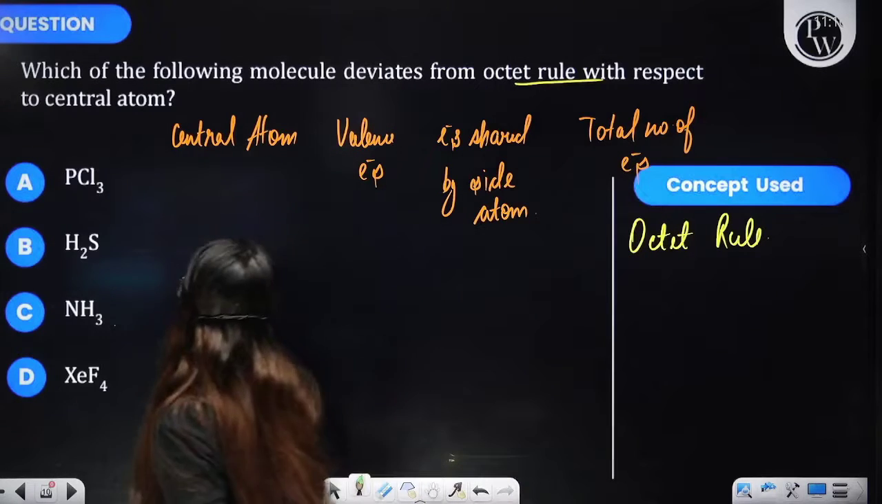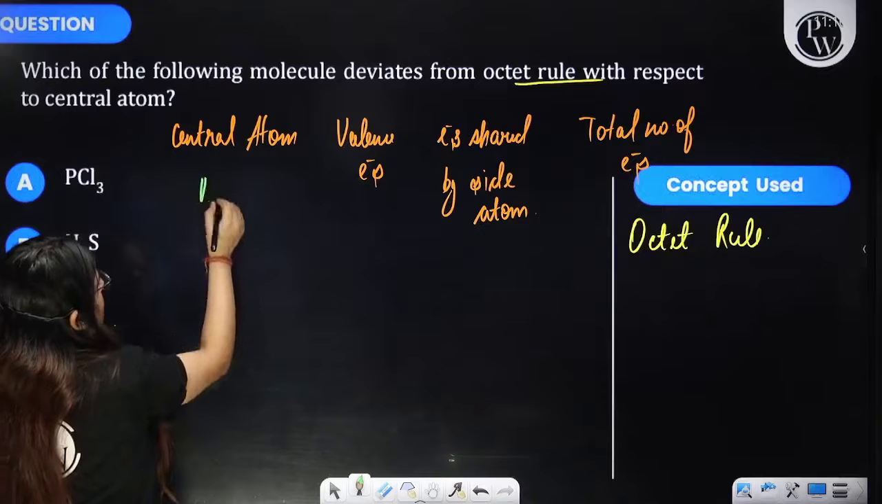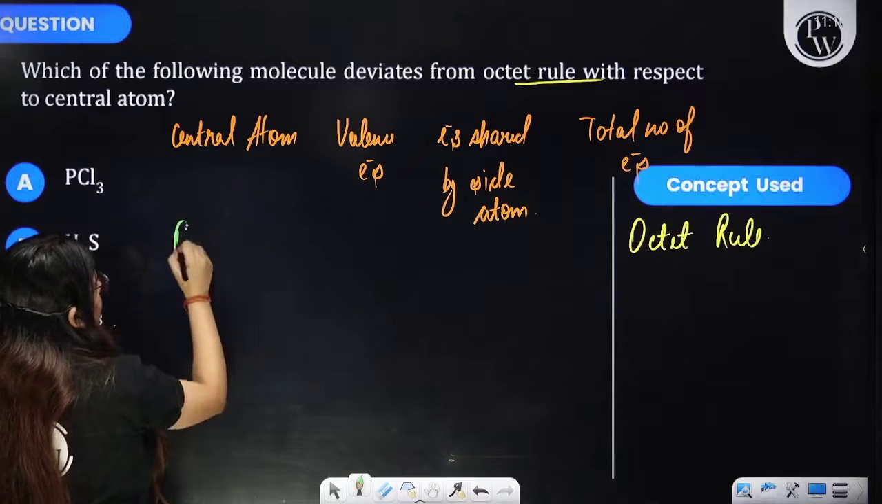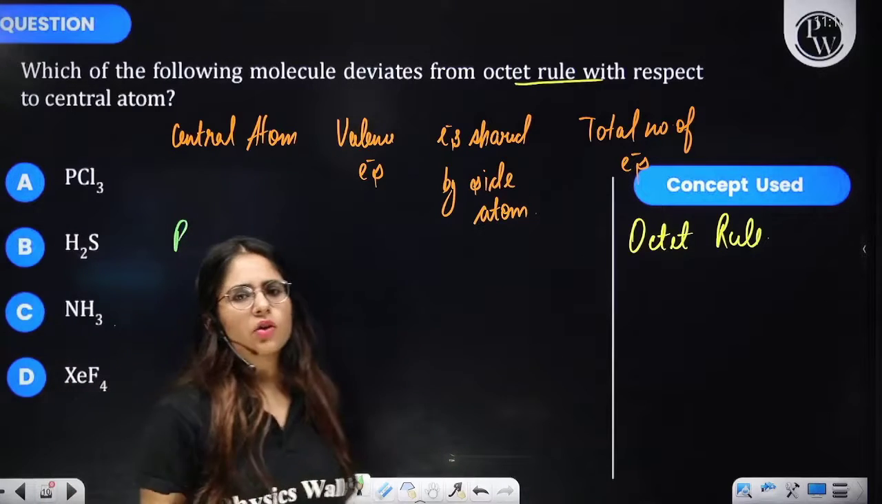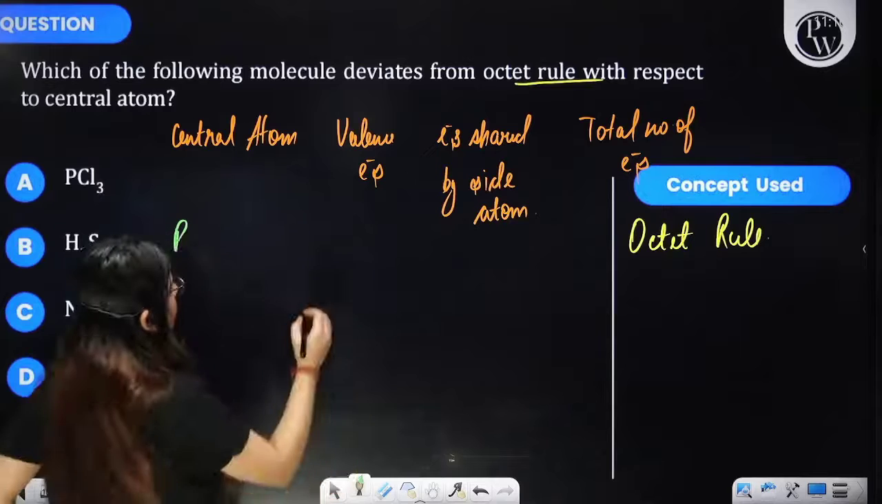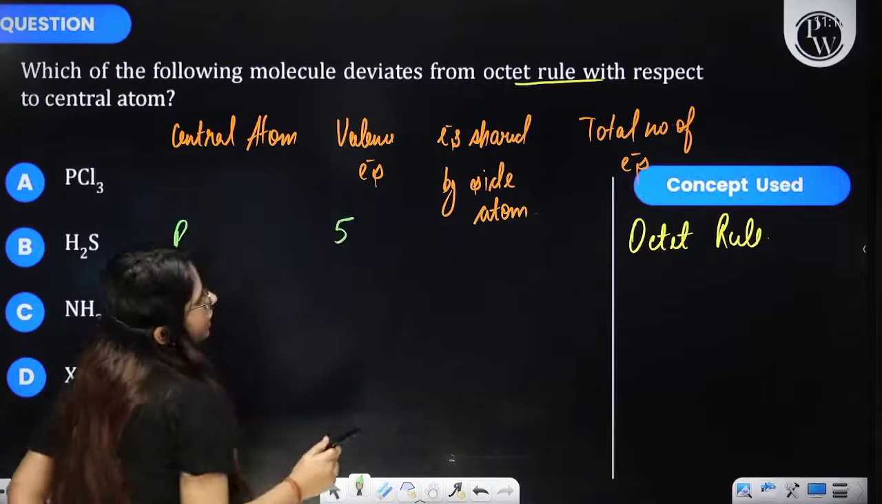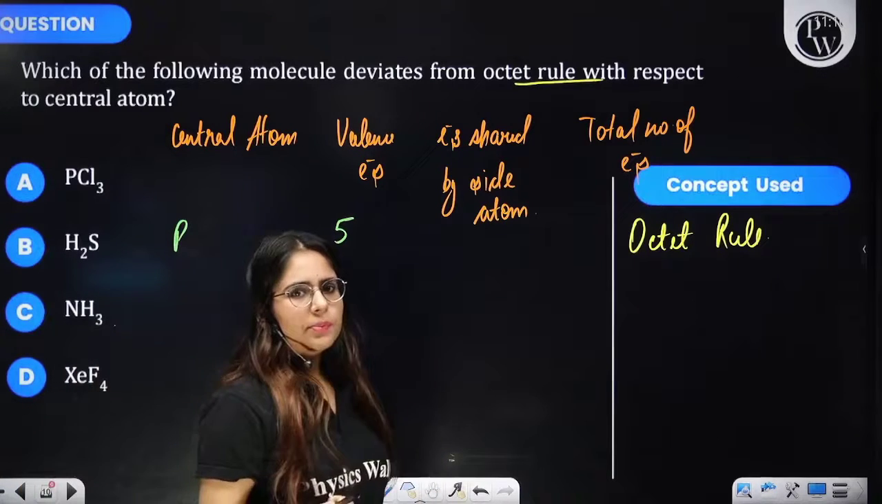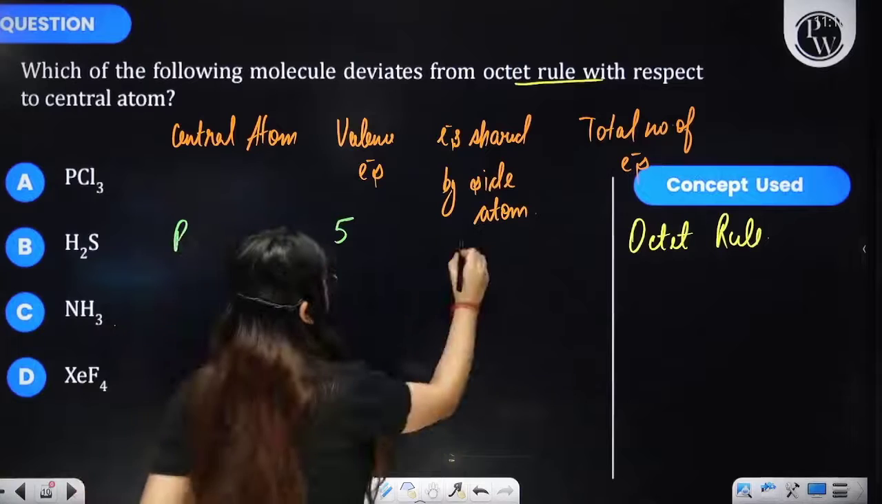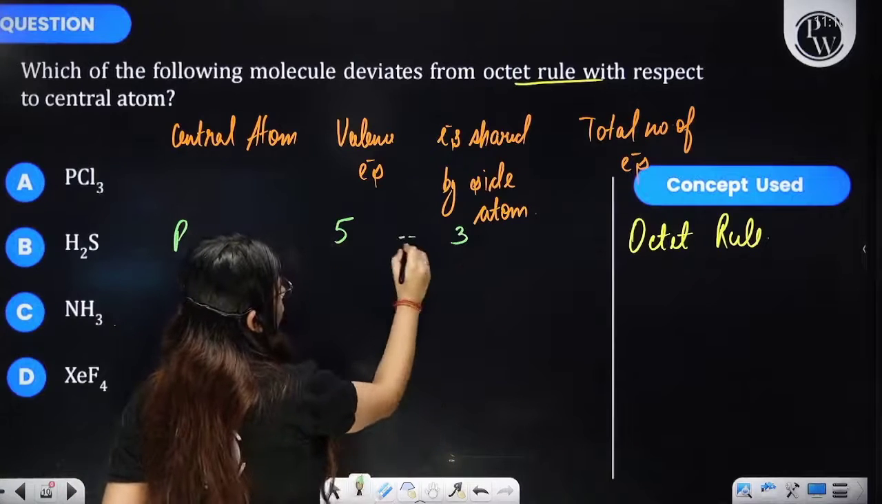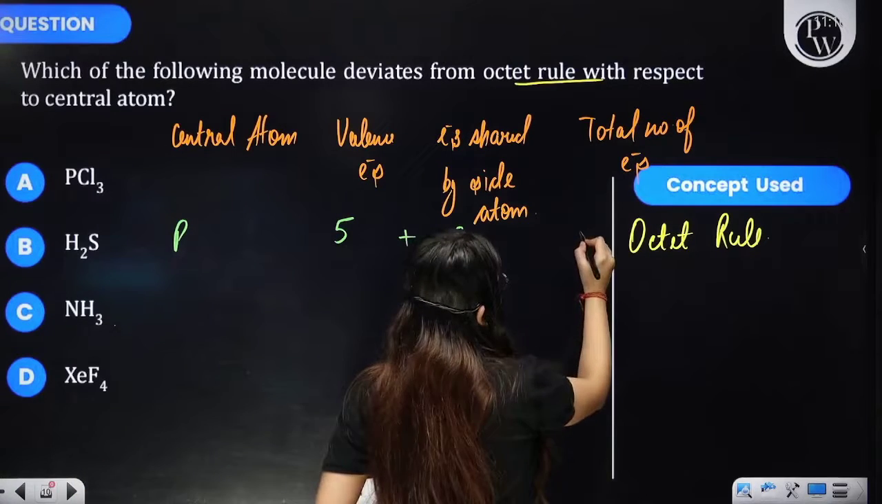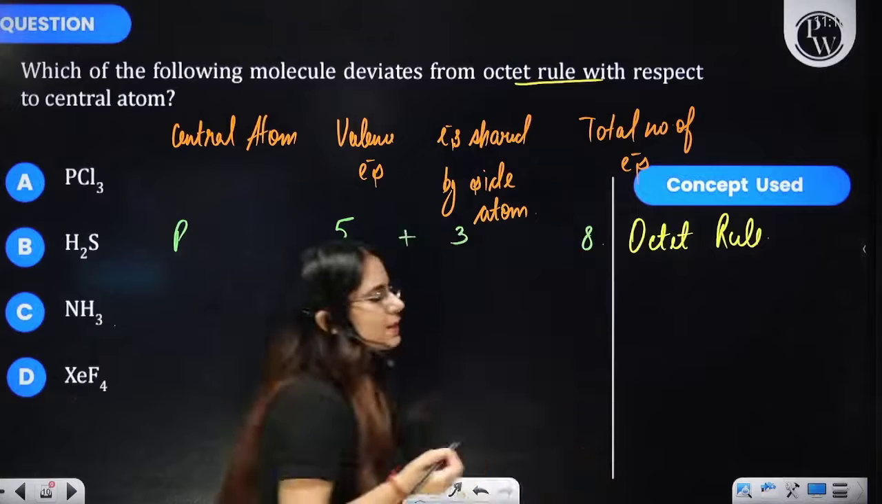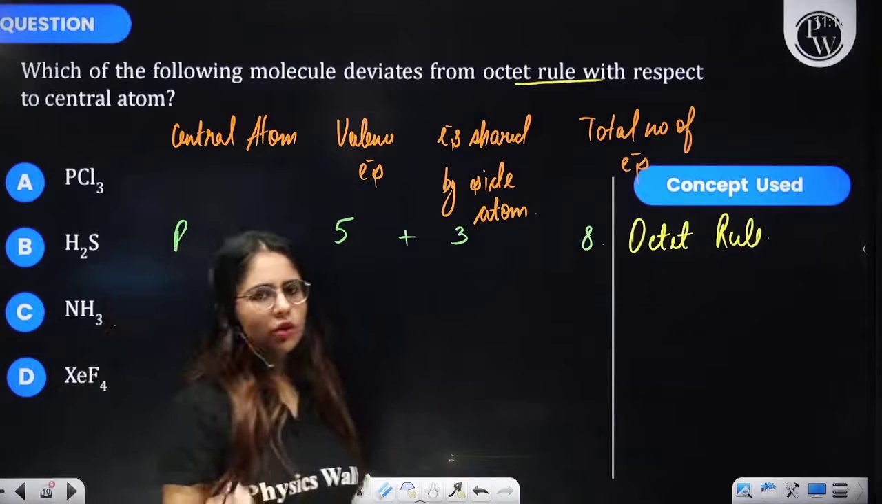So for PCl3, the central atom is phosphorus, and the valence electrons in phosphorus are 5. The electrons shared by the side atoms, that is chlorine, are 3. So the total number of electrons is 8. That means इसमें तो octet complete हो गया, तो ये octet rule को follow कर रहा है.